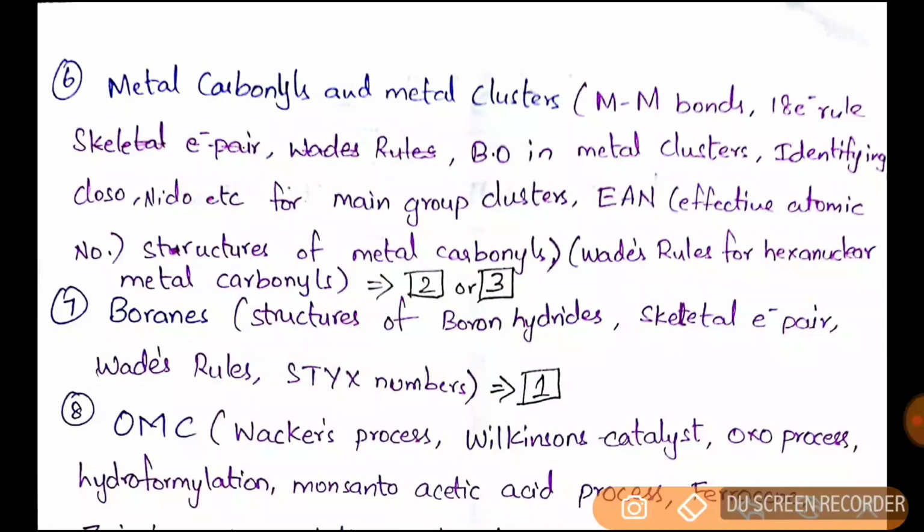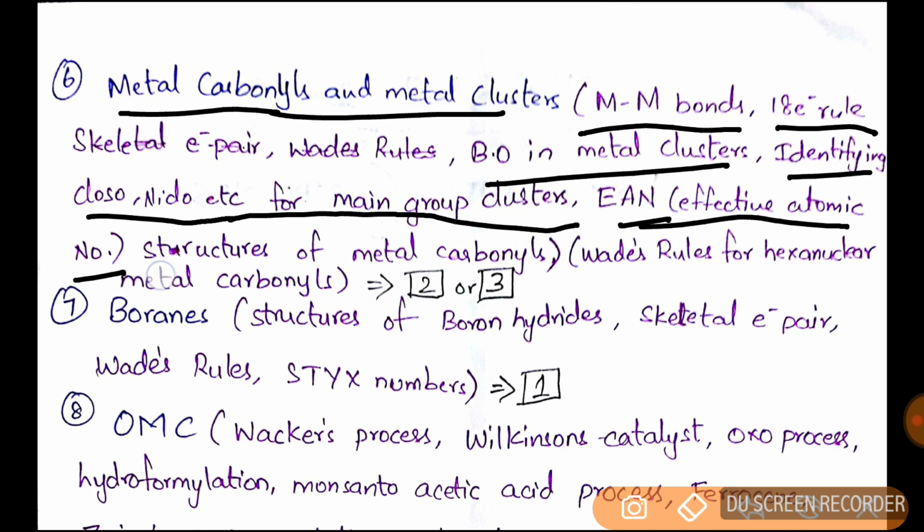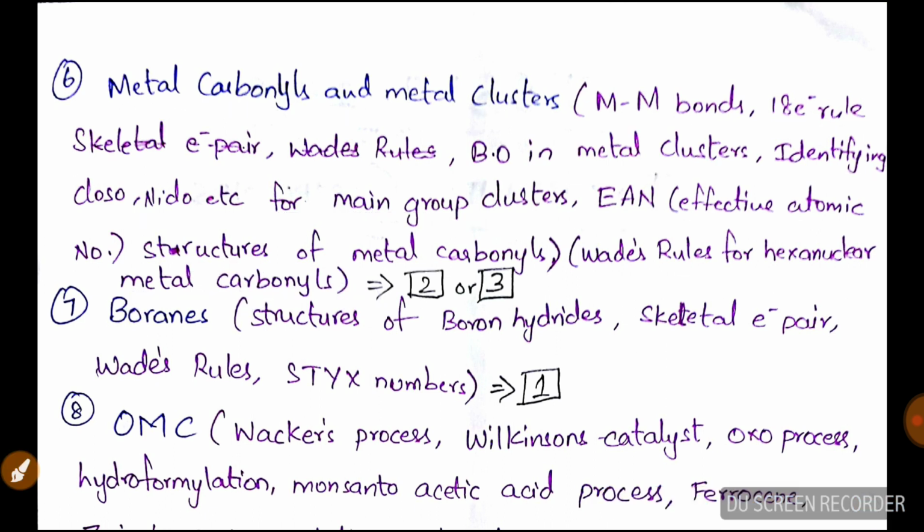And metal carbonyls and metal clusters. From metal carbonyls and metal clusters, you can expect questions from these areas, that is number of metal-metal bonds, 18 electron rule, bond order in metal clusters, identifying closo, nido, etc., for main group clusters and carbonyls, and EAN, that is effective atomic number, and structure of metal carbonyls, Wade's rule for hexanuclear metal carbonyls. So easily you can expect 2 to 3 questions from metal carbonyls and metal clusters.